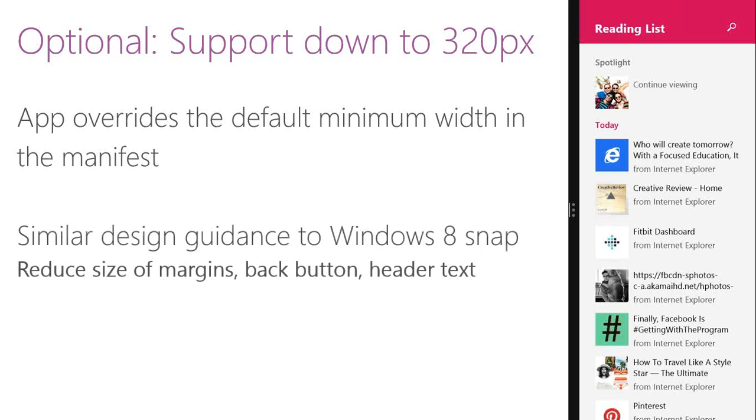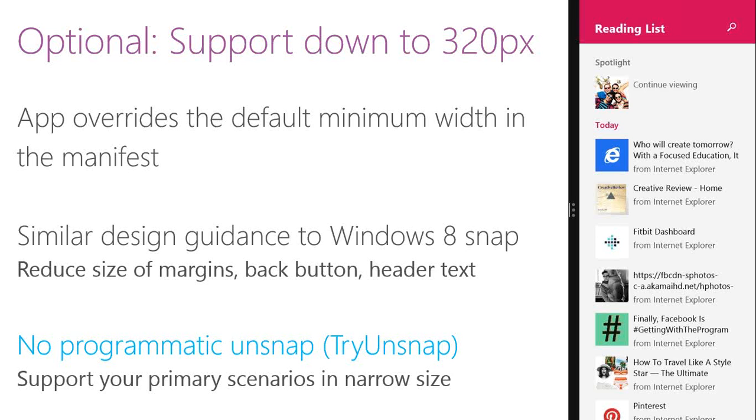Now, since you're giving optional support down to 320 pixel, all you've got to do is override the default minimum width which is in the app manifest of your Visual Studio project. So let's say you've decided that you want to give the optional 320 pixel support to your application. What you've got to do is go to your Visual Studio project and the app manifest. Over there is an option for the minimum width. You can start by selecting 320 pixel there.